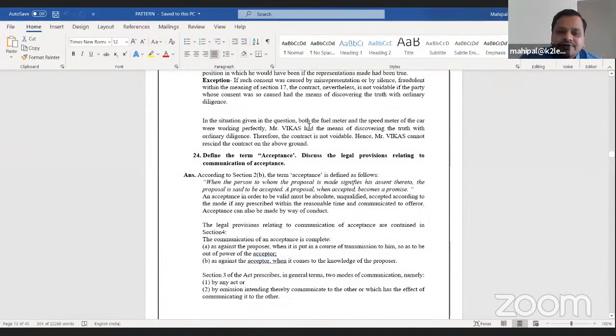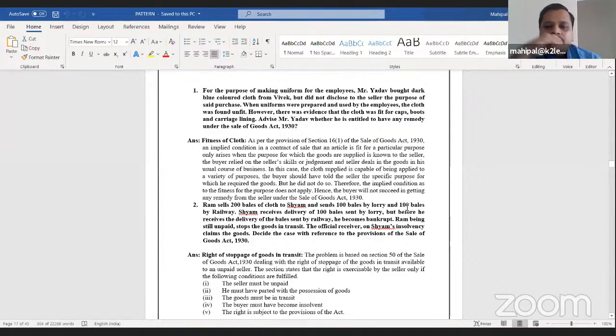Look at the first case-based study. For the purpose of making uniform for the employee, Mr. Yadav bought dark blue colored cloth from Vivek, but did not disclose to the seller the purpose for the said purchase. When uniform was purchased and used by the employees, the clothes were found unfit. However, there was evidence that the cloth was fit for cap, boots, and carriage lining. Advise Mr. Yadav whether he is entitled for any remedy. No. Doctrine of caveat emptor comes into the picture. He has not asked the person. Superb. Great.